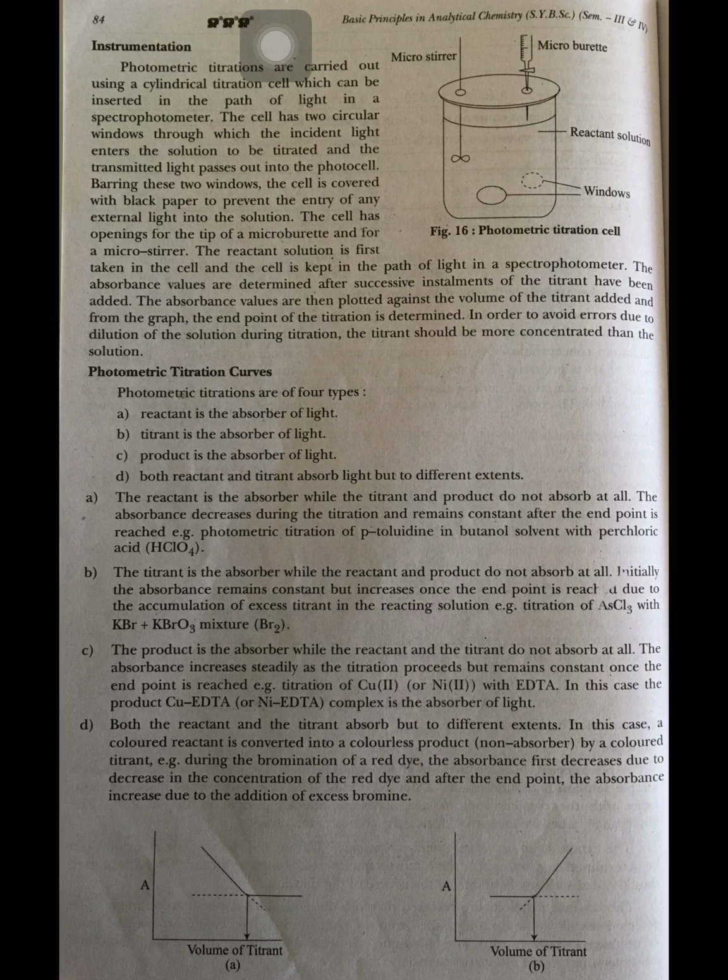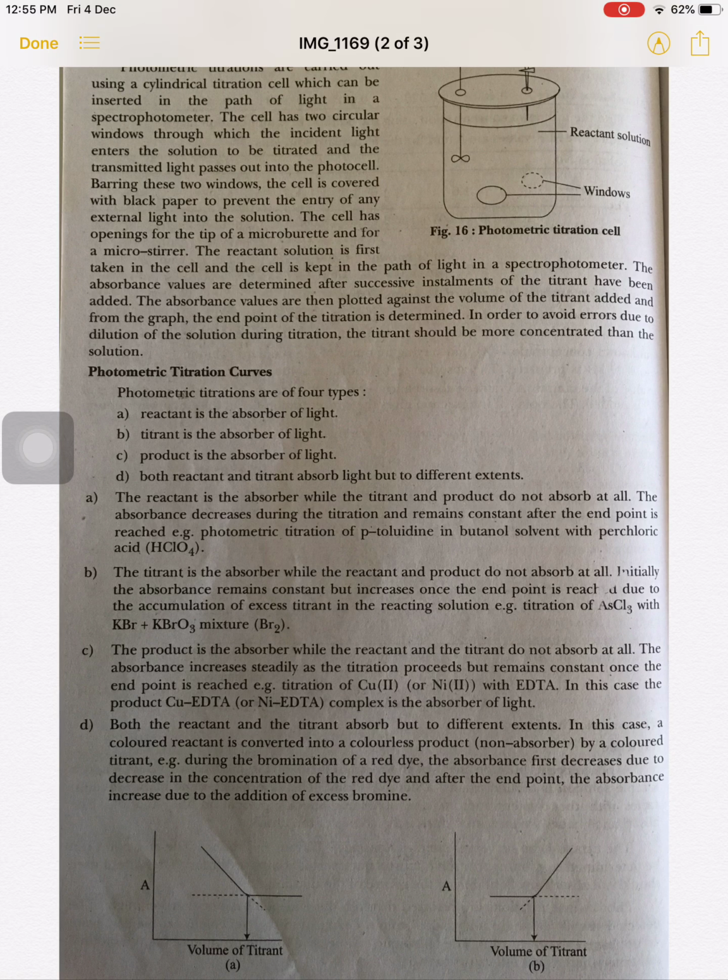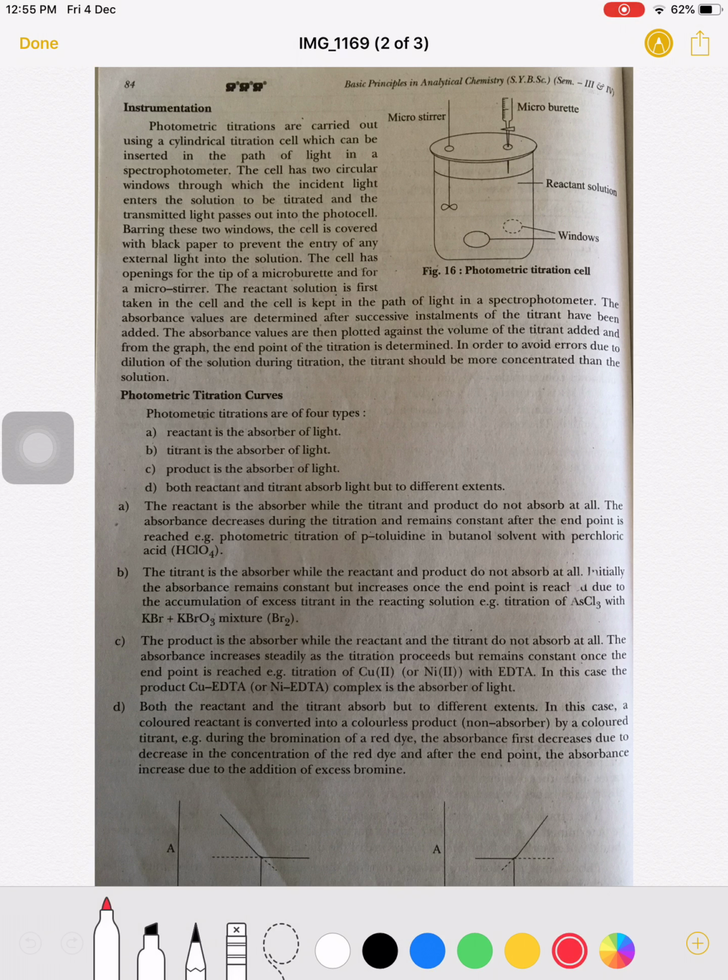Now see here the instrumentation part. So now see this figure, photometric titration cell. In that cell at the top a micro stirrer is there, and on the right hand side of the top a micro burette is there. In that titration cell reactant solution is there and two windows are there. So this is the window, at the front side and at the rear side. So what is the use of that window? We will see the explanation here.